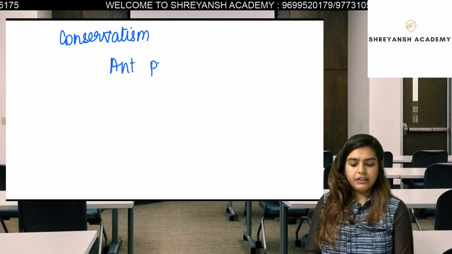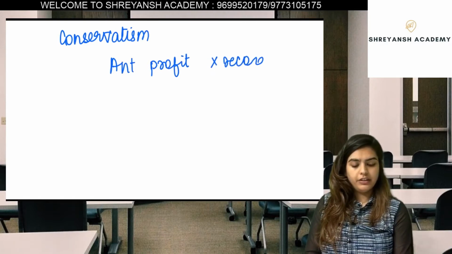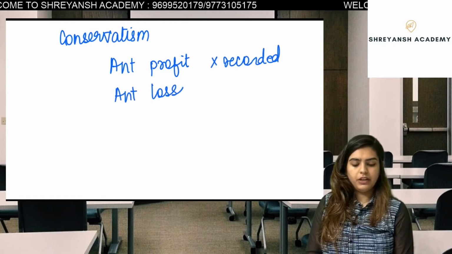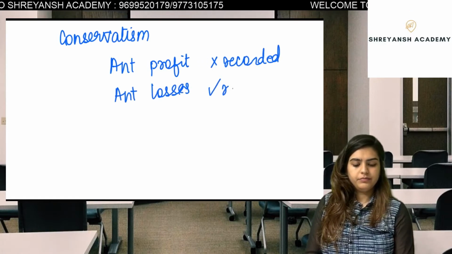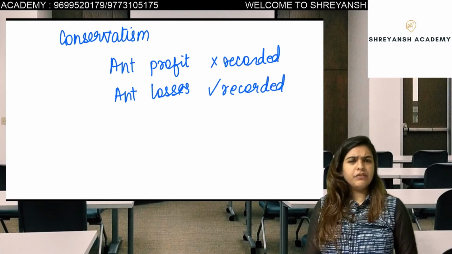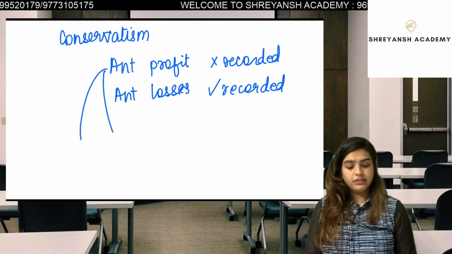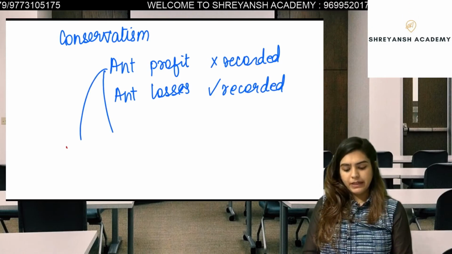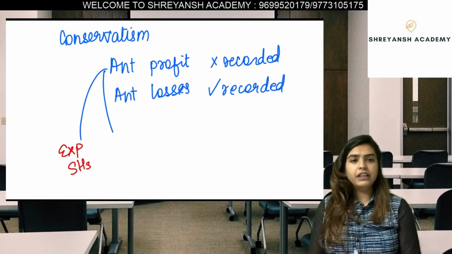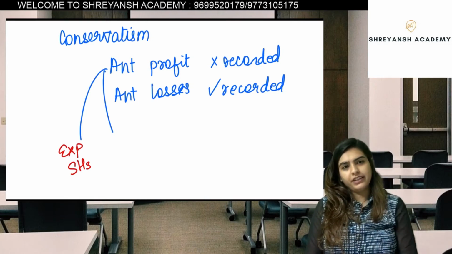Anticipated profit is to be ignored, that is not recorded, but anticipated losses are to be recorded. Anticipated profit is not recorded. Why? Because of two major reasons. What were those reasons? First, you are building an expectation for shareholders, which if you can't fulfill, they would be unhappy, and if they are unhappy, they will react in the share market.